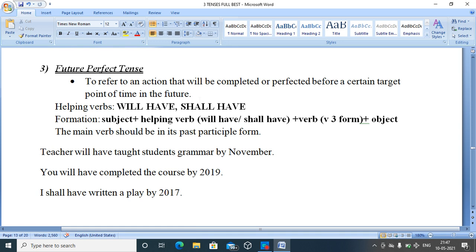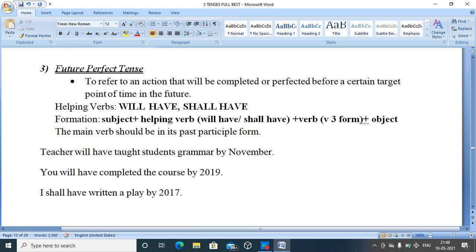Helping verbs are will have and shall have. The two helping verbs are will have and shall have. So again, the same way as with any other future tense varieties, we don't have any constraint regarding the subject when opting for the available helping verbs. Preferably I and we go with shall have and any other subjects take will have. But here also the main verb should be in its past participle form, as it is with any other perfect tense varieties. V3 form, past participle form, means the V3 form of the verb.